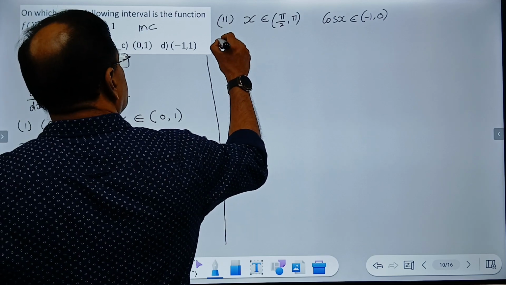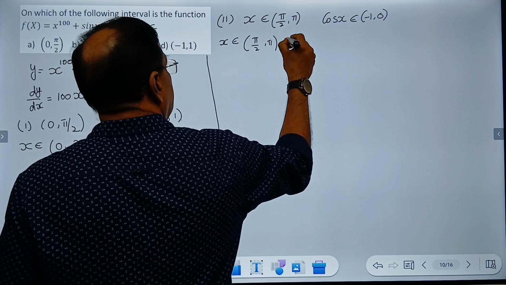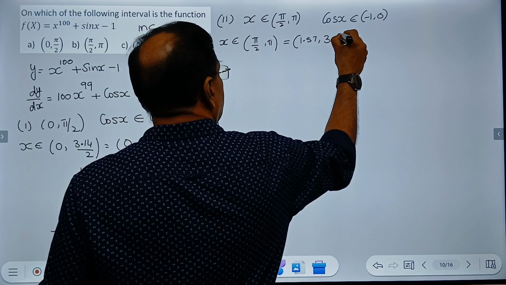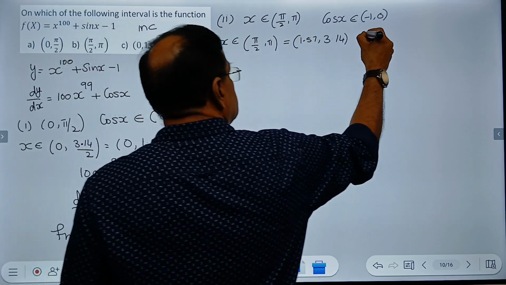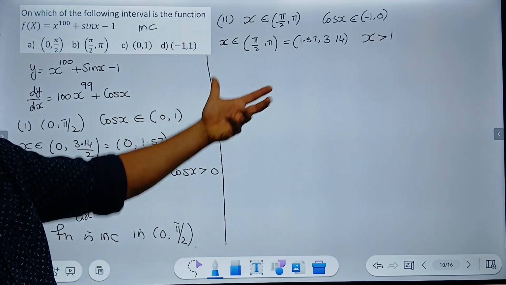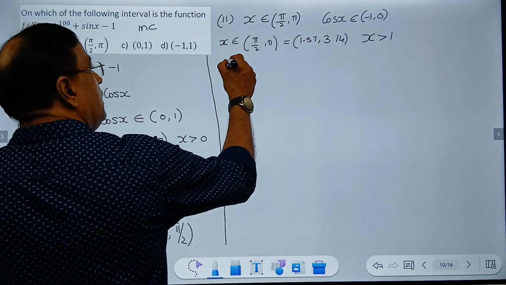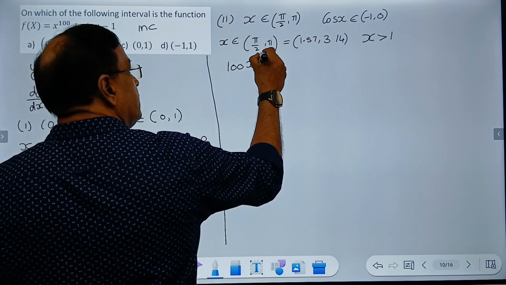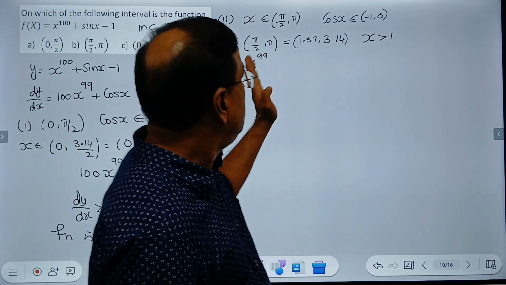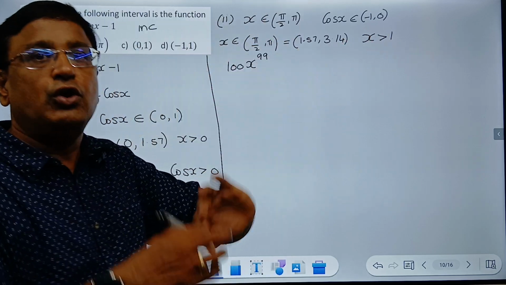Now x belongs to pi by 2 comma pi. Pi by 2 is nothing but 1.57 and pi is nothing but 3.14. So obviously x is not only positive, it is more than 1 also. If it were less than 1, there would be something to worry about. But when x is more than 1, 100 x power 99 is going to be a big number. Suppose x is less than 1, any power of x will be small. But when x is more than 1, x power 99 is going to be huge.